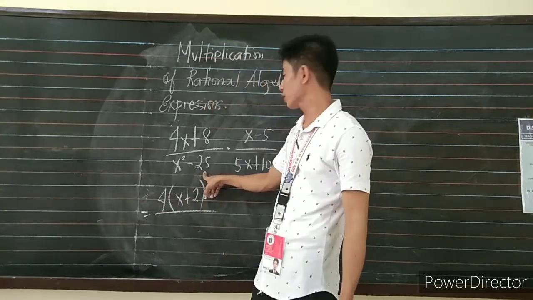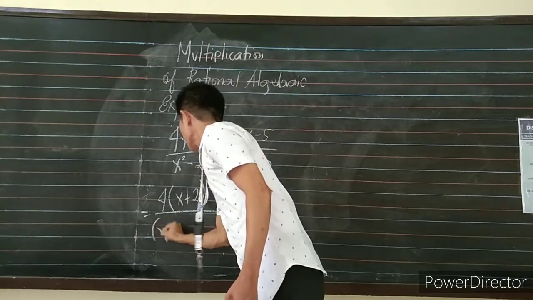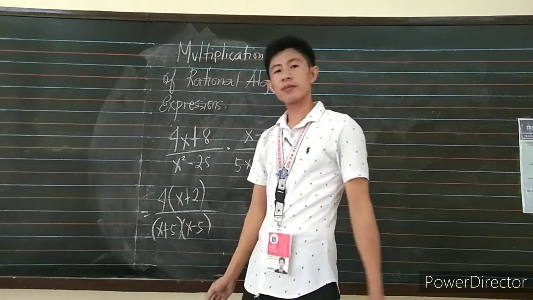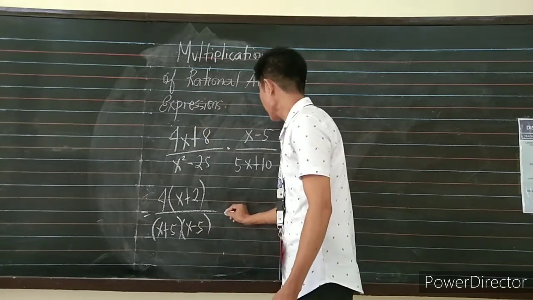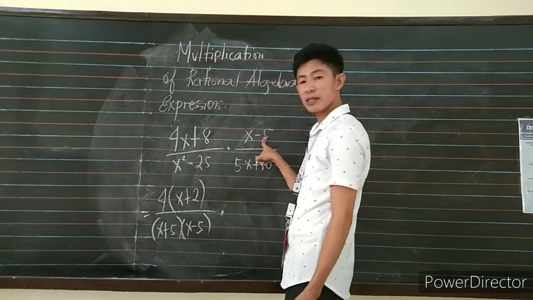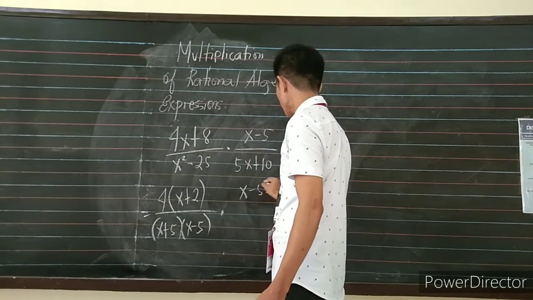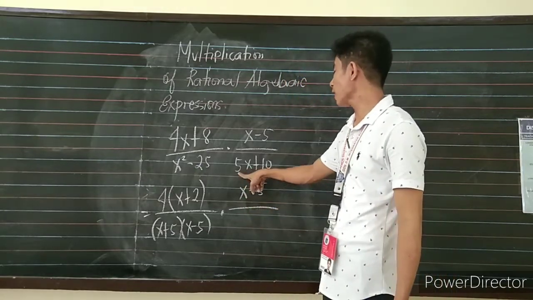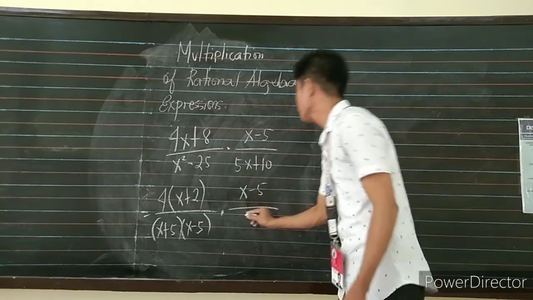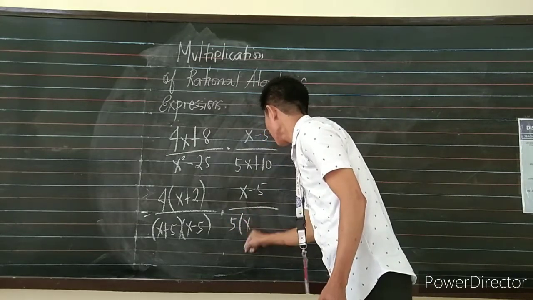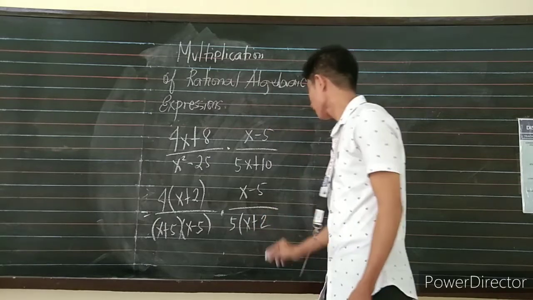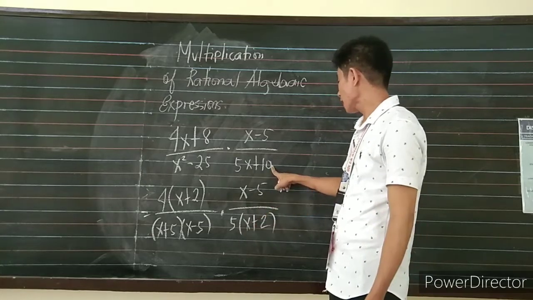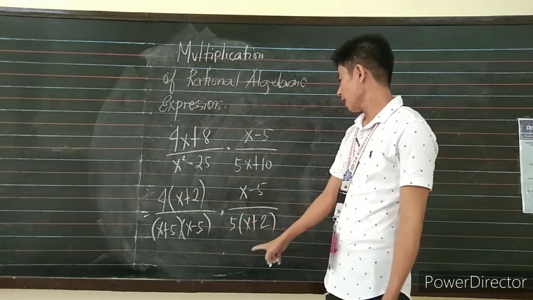How about the denominator? Okay, we have x plus 5, x minus 5 times, again this is written in its simplified form, x minus 5. The common factor of 5x and 10 is 5. So that is 5 times x plus 2. 5x divided by 5 is x. 10 divided by 5, that is 2.